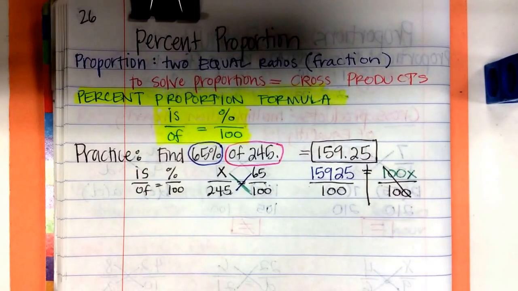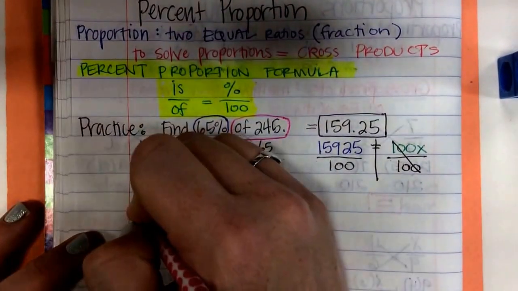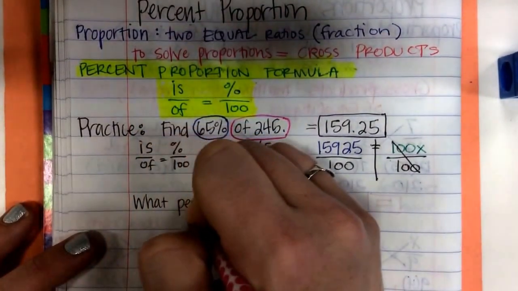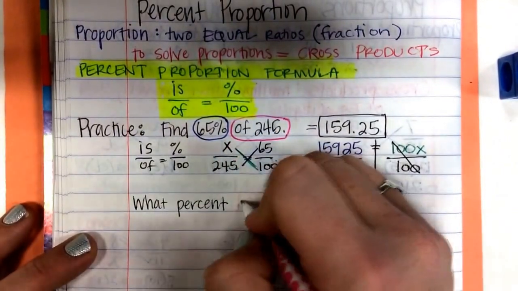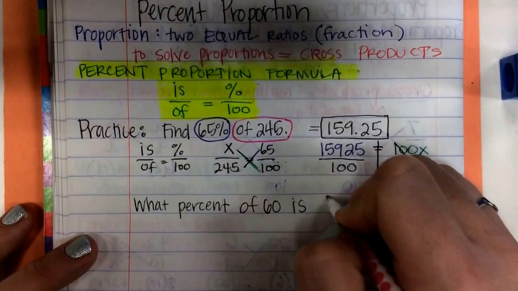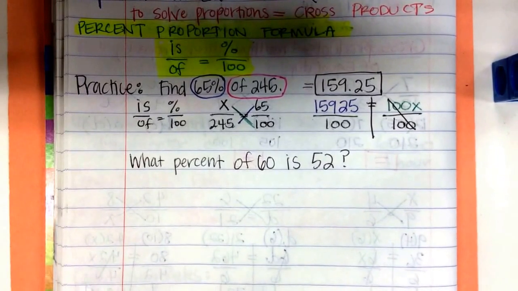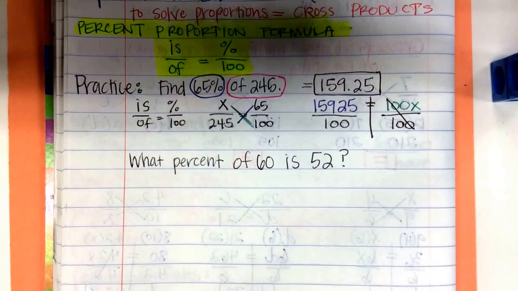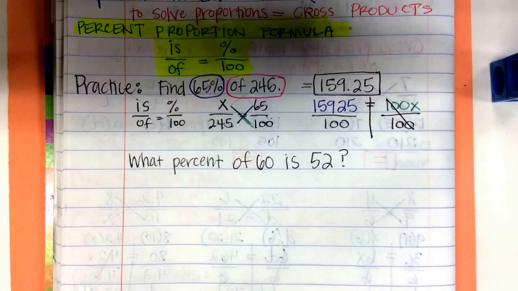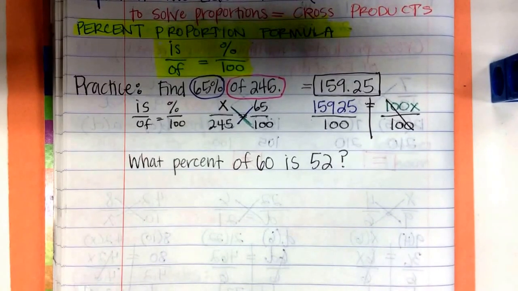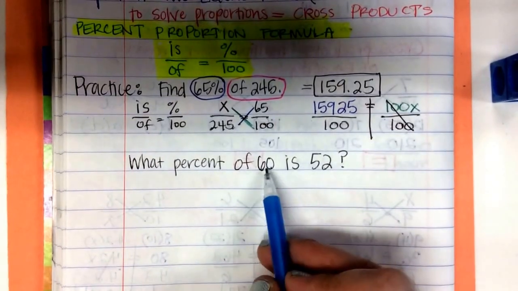All right, let's try a different one. What percent of 60 is 52? All right, I've got 2 numbers. I've got 60 and I've got 52. Where should 60 go?